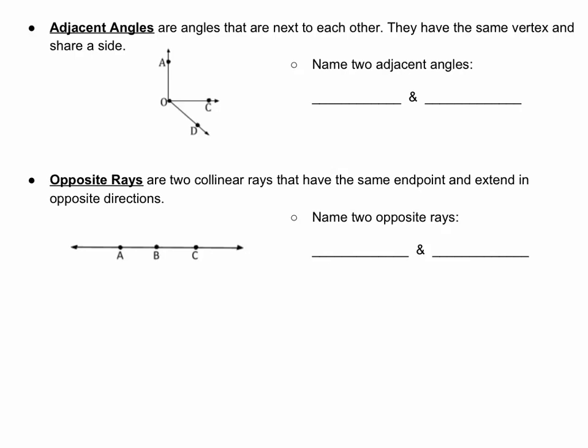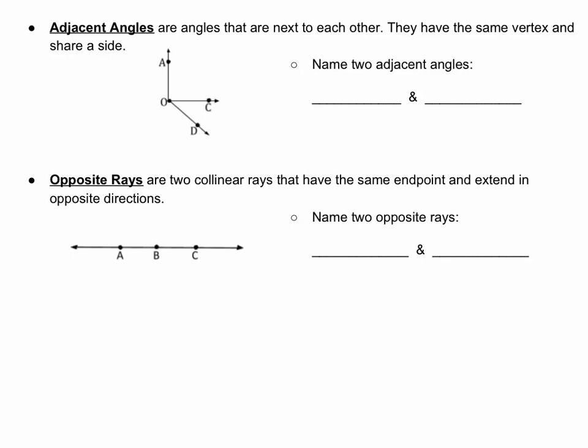In this video, we're talking about relationships, specifically relationships between angles. Before we get started, we just have two terms that you guys need to be familiar with. The first is adjacent angles. And adjacent angles is really just a fancy way to say angles that are next to each other. Adjacent angles are next to each other. That means they have the same vertex and they also share a side.